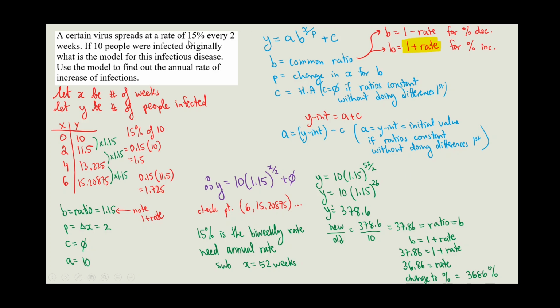So that kind of makes sense. If 15%, that's a huge percent to begin with, and that happens every 2 weeks, we're going to have a big annual rate. So that would be your therefore statement. Annual increase of infections is this big percent.